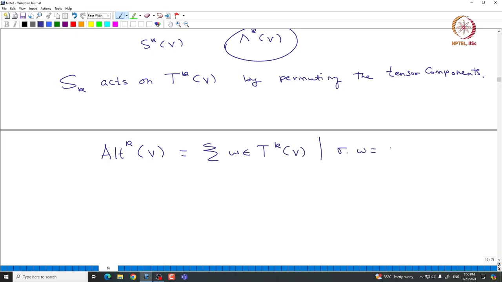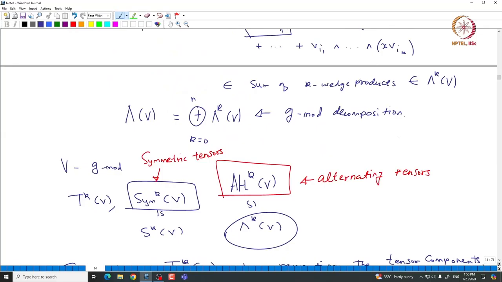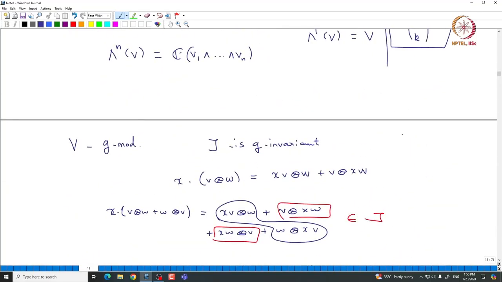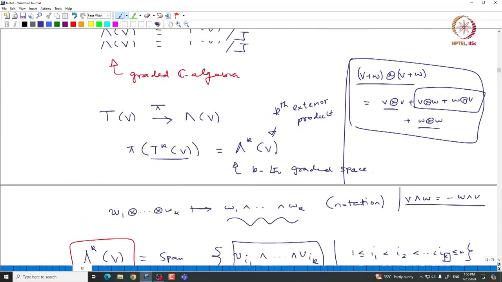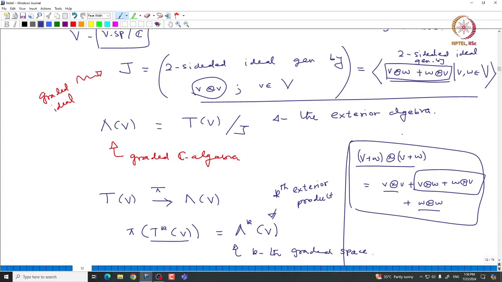Now, what we expect is that we do not want it to be invariant, we want some sign to pop up. Okay, see, you look at the relation that we took modulo to get the exterior algebra. Whenever you switch v and w, we are getting the minus. This v wedge w is the same as minus w wedge v. So, that means whenever I switch the tensor components, then we want to get the minus sign.